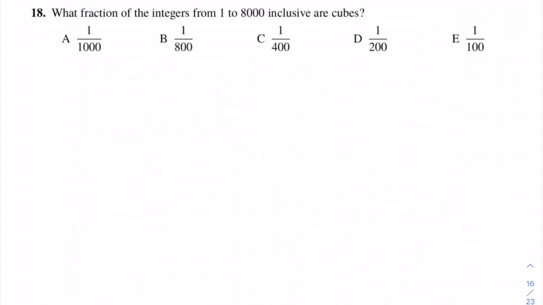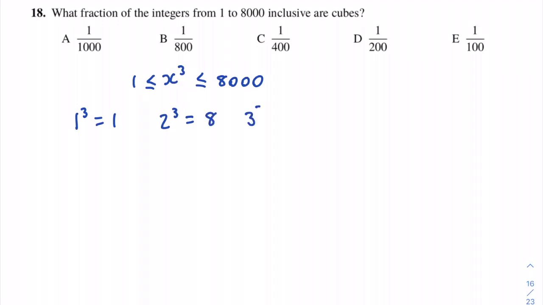Question 18 says, what fraction of the integers from 1 to 8,000 inclusive are cubes? Okay, so we need to think of all the cube numbers from 1 that go up to 8,000. So let's say that cube number is represented by x cubed. So we're saying that x cubed has to be between 1 and 8,000. If we write down some of our cube numbers, we know that 1 cubed is 1, 2 cubed is 8, 3 cubed is 27, 4 cubed is 64.